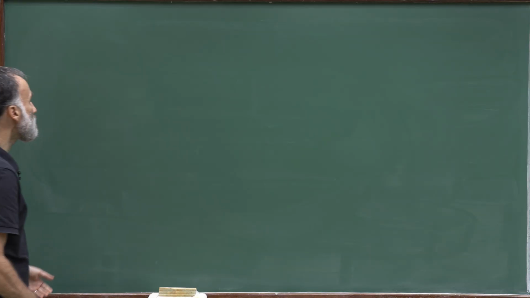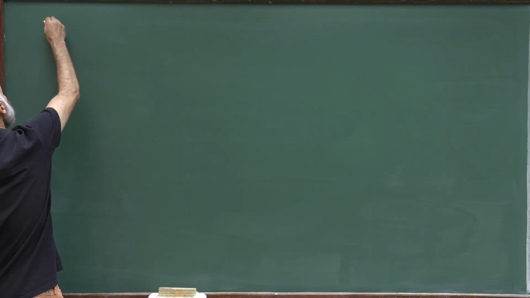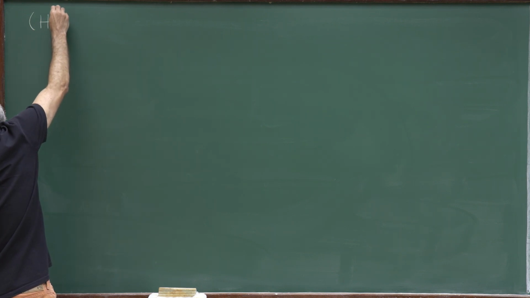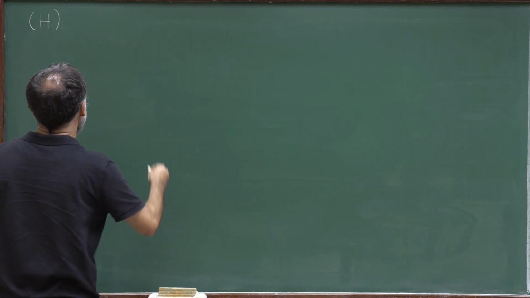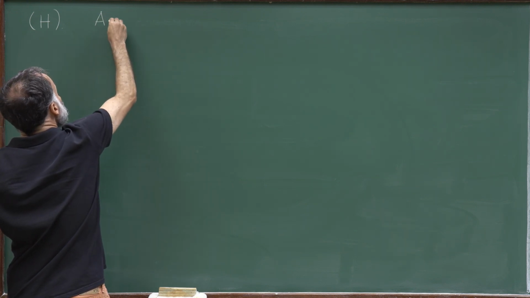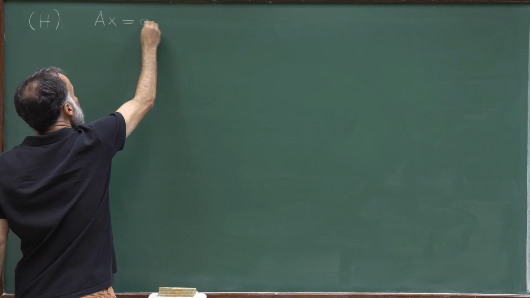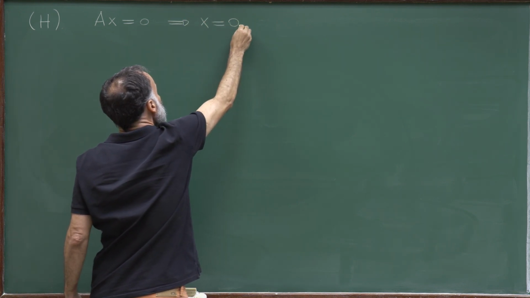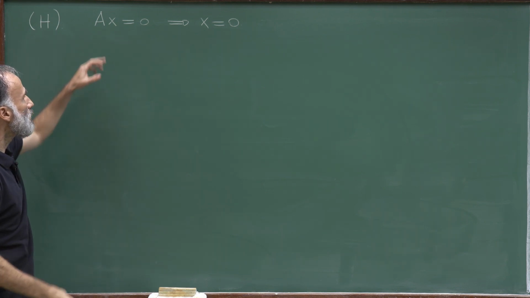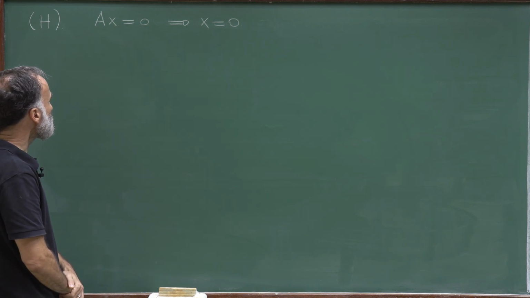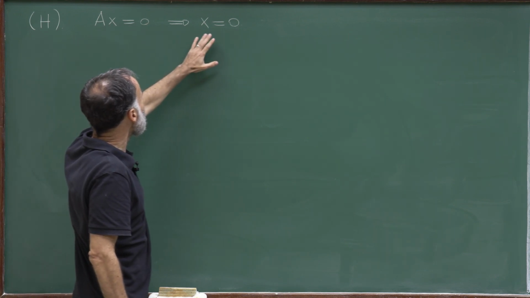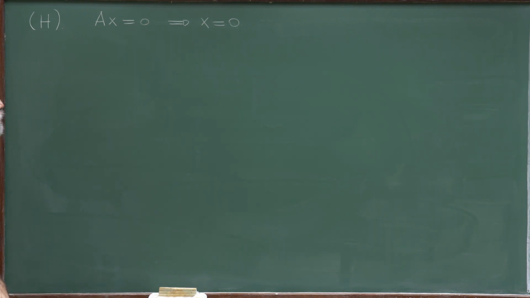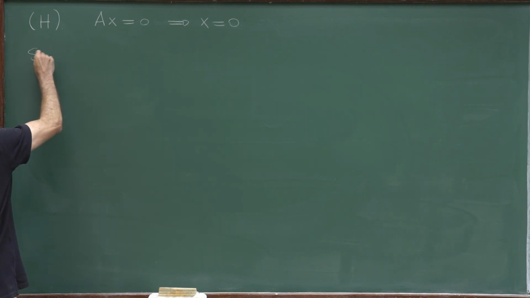So the proof of this theorem is made in several steps. I will first assume that the following assumption holds: if Ax is equal to 0, then x is equal to 0. So the null space of my operator A is just the point 0. I'll first prove the theorem under this condition, and then I will remove this hypothesis. And under this condition, the theorem will be proved in several steps.